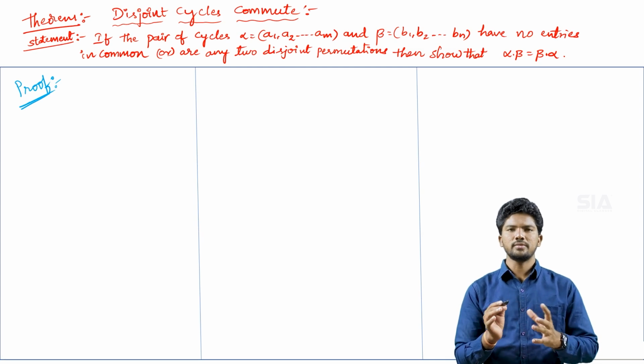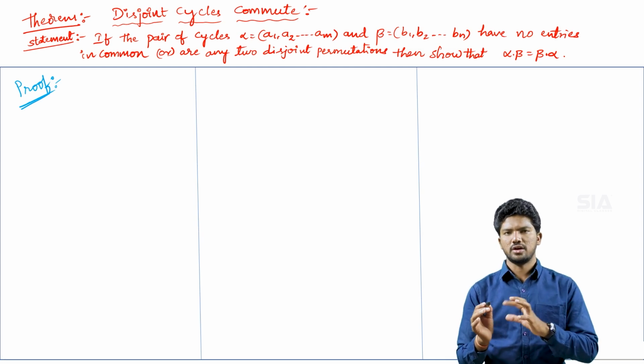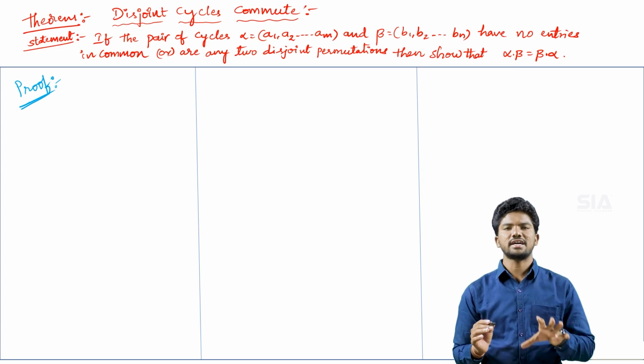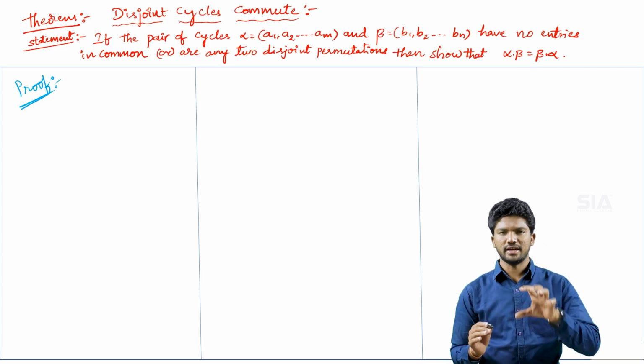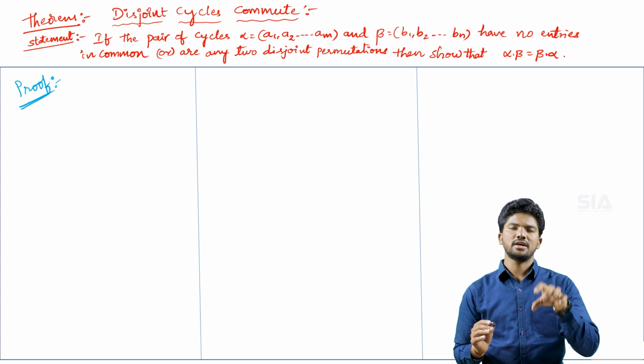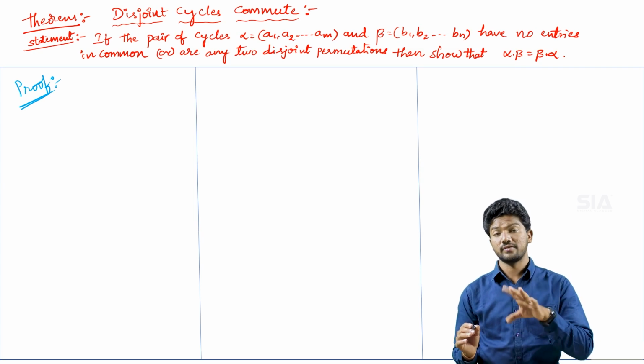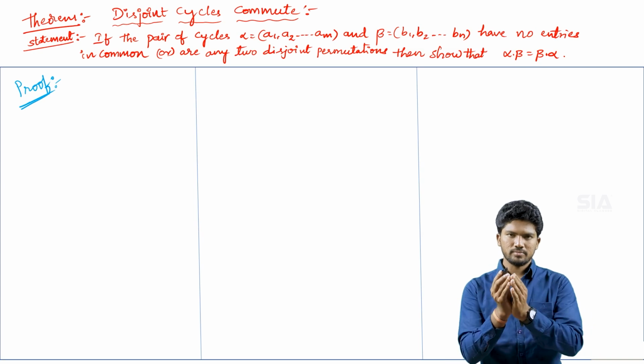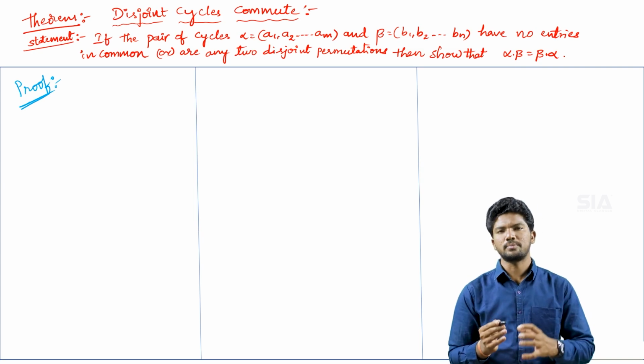Okay, to show that any group is an abelian group, we have to show that the group also satisfies the commutative property. That is, with respect to multiplication, a into b is equal to b into a. With respect to addition, a plus b is equal to b plus a. Now the same commutative property we are going to prove in the permutation.